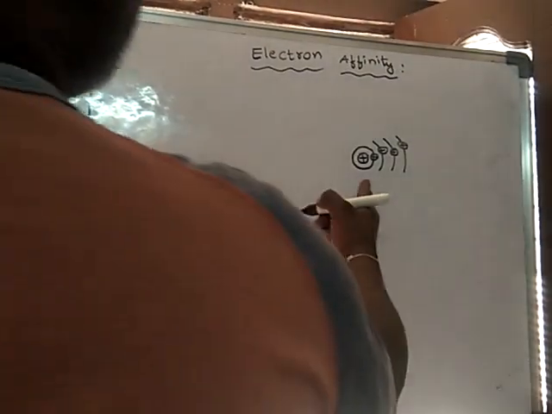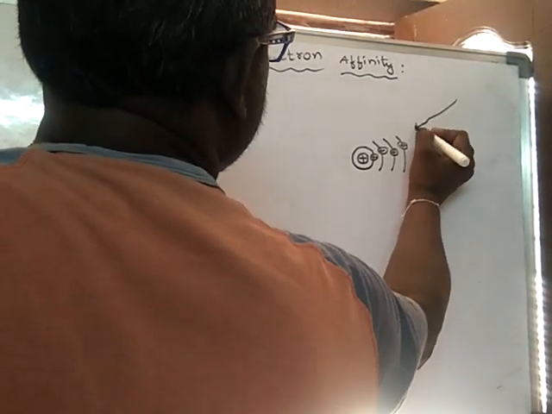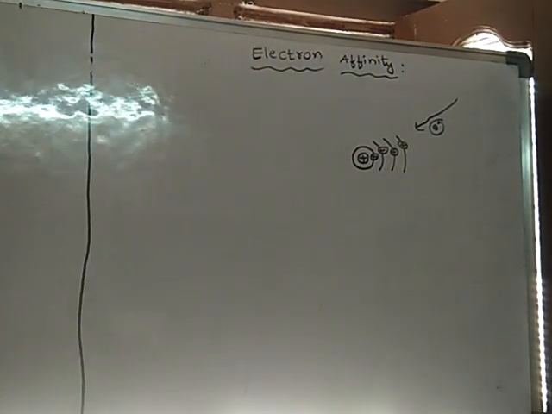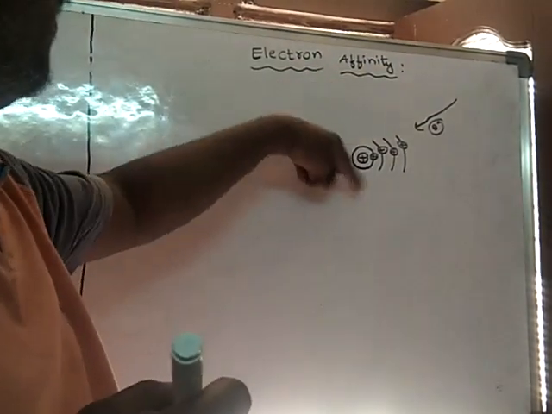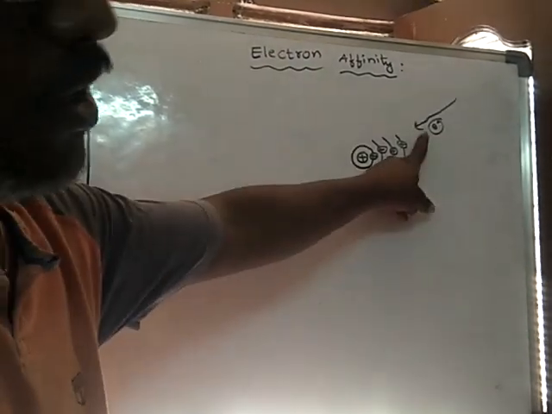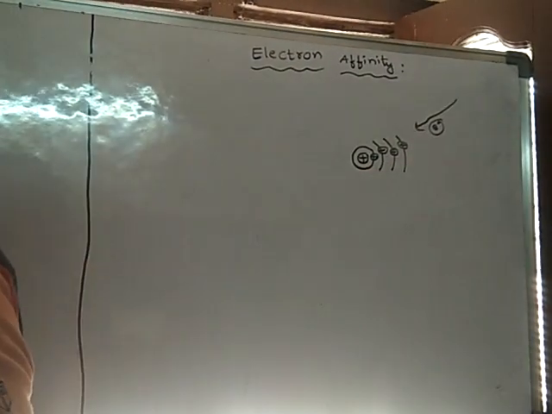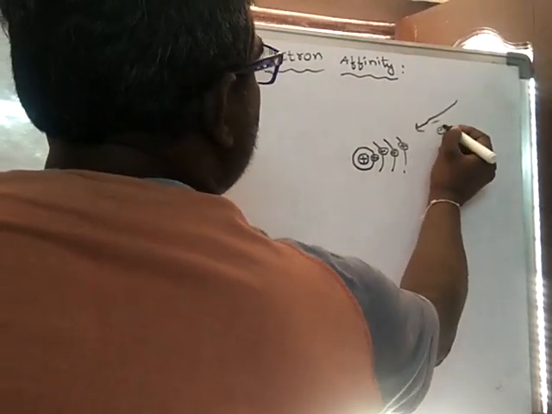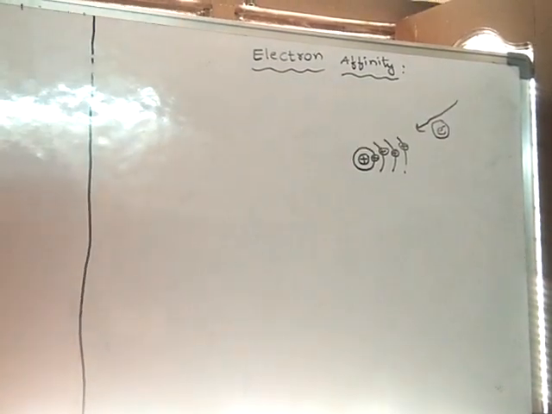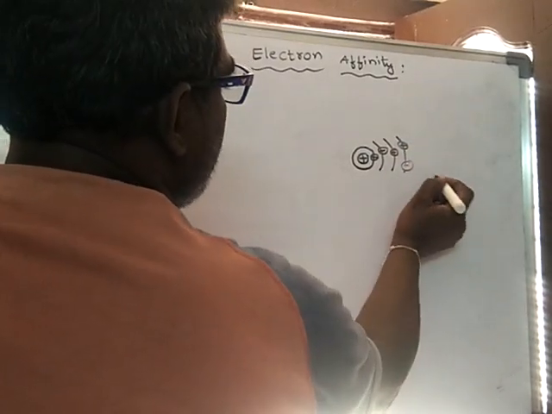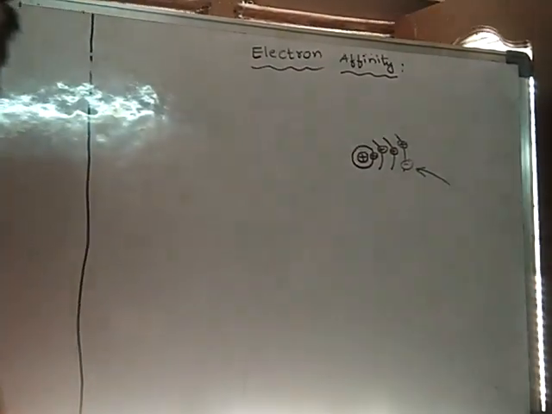Suppose I want to add an electron from outside into an atom. Already this atom has so many electrons, and if I want to add one more electron to this atom, what happens? Look here, suppose I added one electron into this atom. This is an extra electron added to the atom.